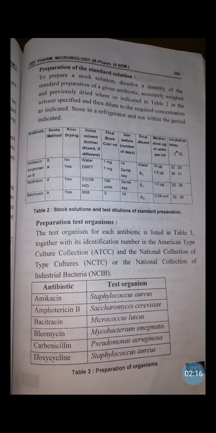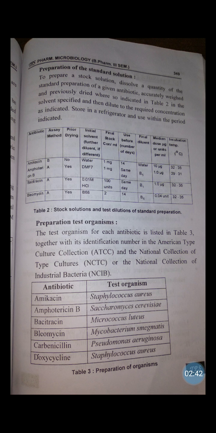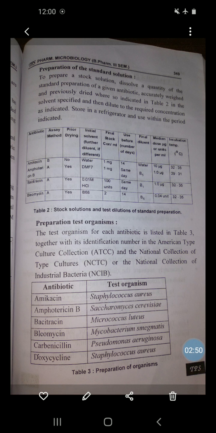Here we can see the name of antibiotic and the name of organism. First, amikacin, for this the test organism is Staphylococcus aureus. Then for amphotericin B, Saccharomyces cerevisiae. Then bacitracin, Micrococcus luteus; bleomycin, Mycobacterium smegmatis; carbenicillin, Pseudomonas aeruginosa; and doxycycline, Staphylococcus aureus. These are the names of antibiotic and the names of test organism.